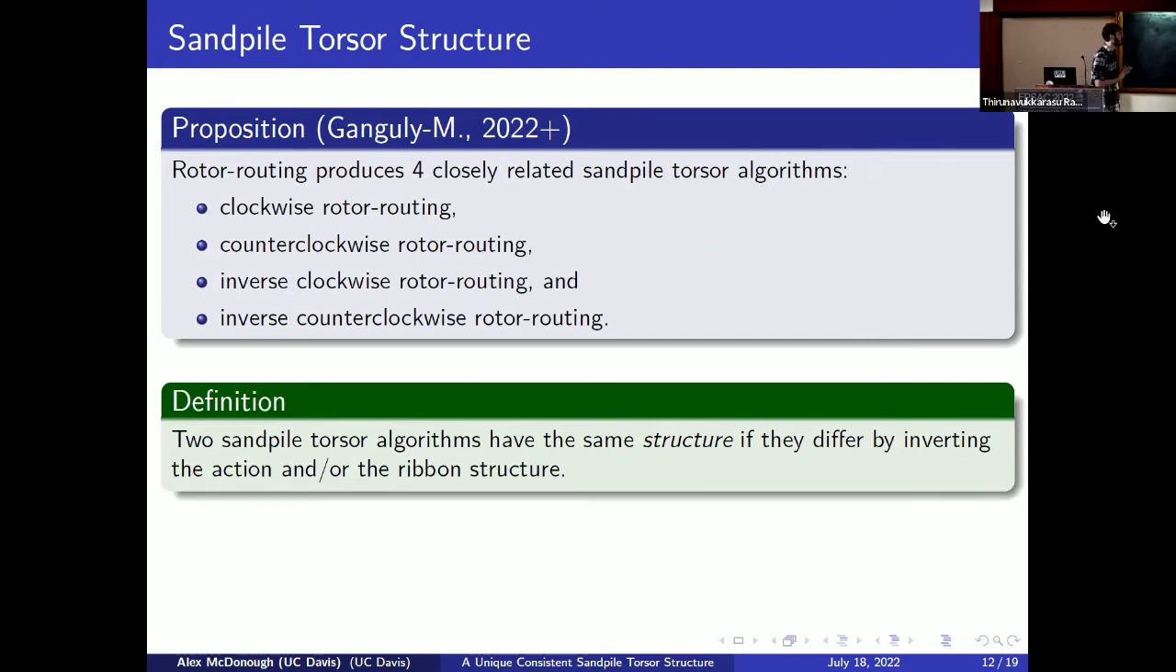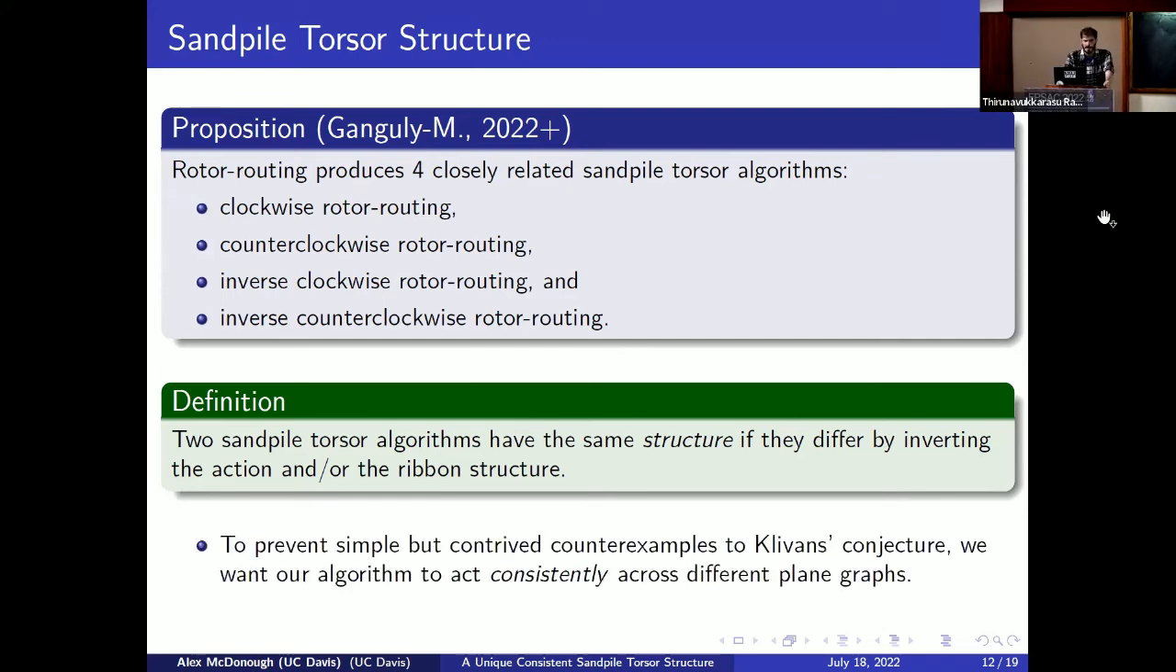So we said that these have the same structure. So 2 Sandpile Torsor algorithms have the same structure if you can get from one to the other by these, if it's one of these 4 things got by these 2 Z2 actions. And we're still not done. This is kind of nice to have, but we're so far from having an actual definition of some sort of consistency for how a Sandpile Torsor is allowed to act.